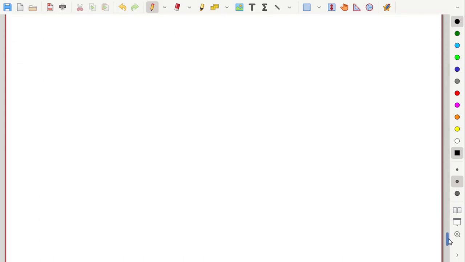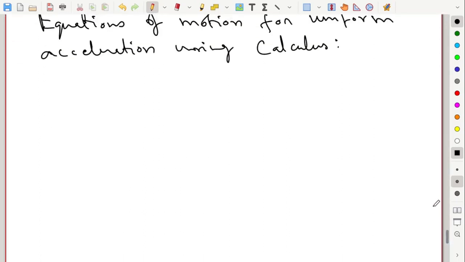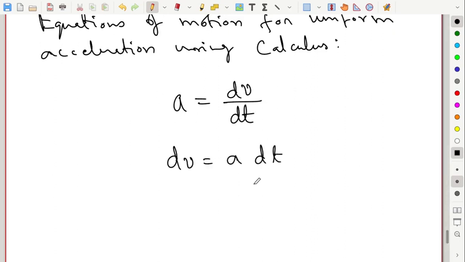So for this we have to start with the definition of acceleration. What do we know about acceleration? Acceleration is equal to the rate of change of velocity, so a = dv/dt. From this we can rewrite it as dv = a dt, by taking dt to this side. So in order to find velocity we have to integrate. When we integrate, the integral and the differentiation cancel out.